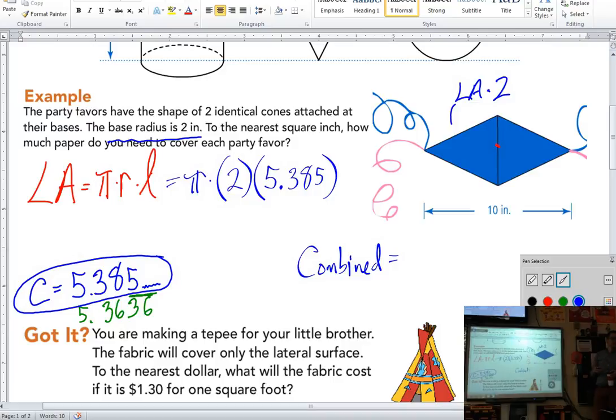Can somebody check? No, it's 33.8. Did you double it? Because remember, we have 2 hats. Wait, so what's the... 67.648. Hold on, 67 point 29. That's 67.669. So one of you probably used actual pi, and one of you probably used 3.14. Oh, okay. It says to the nearest square inch. So approximately 67, right? Can we agree on that?